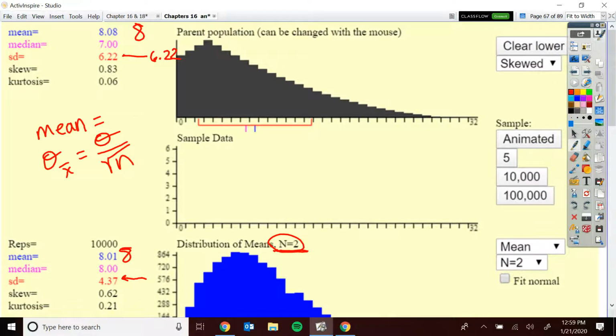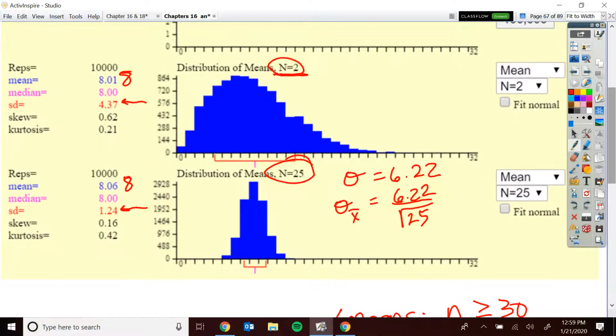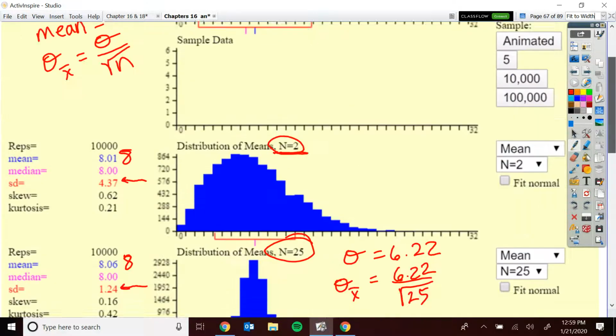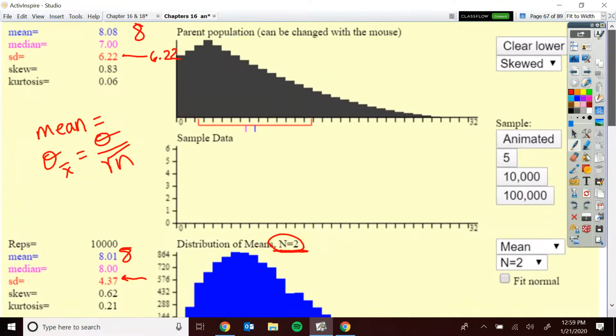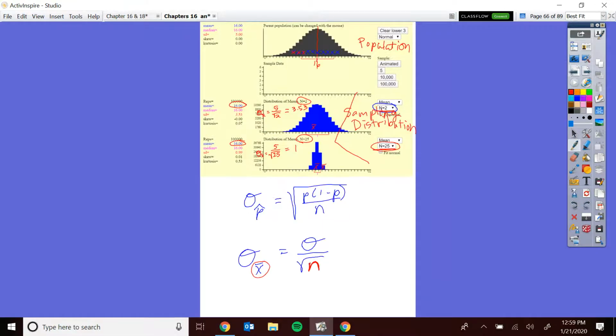Okay, so let's investigate the centers here. This one has a center of 8. This middle one has a center of 8, and the bottom one has a center of 8. So even in the shapes that are not unimodal and symmetric, the centers are still the same. Okay, so that was the key. Regardless of the skew, the centers are still the same.